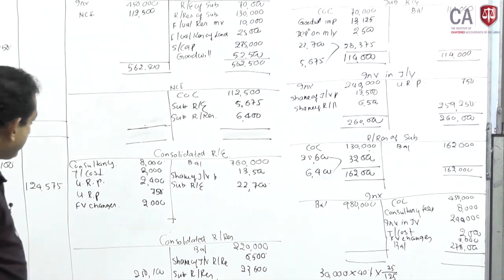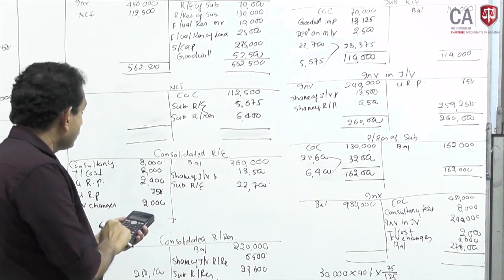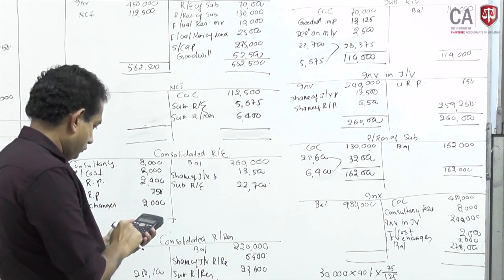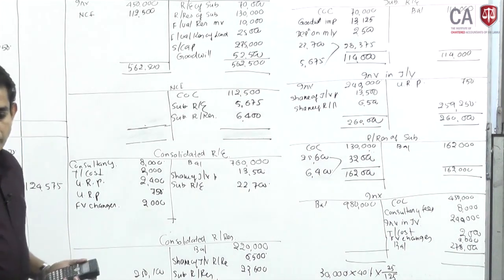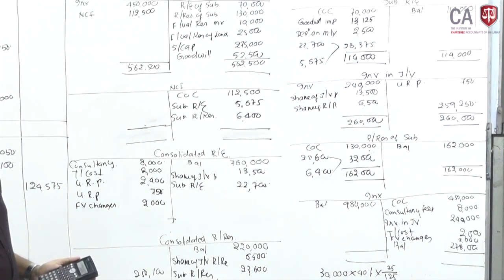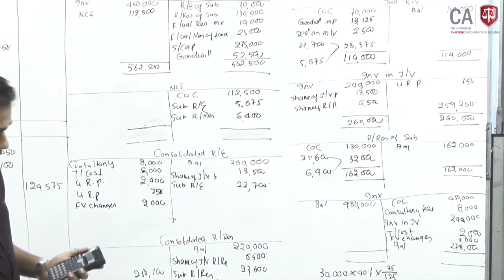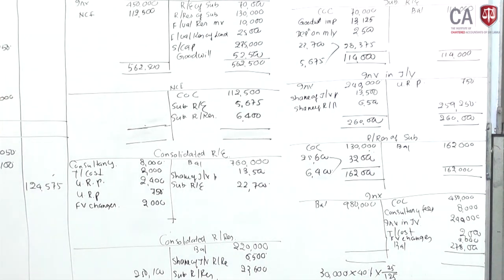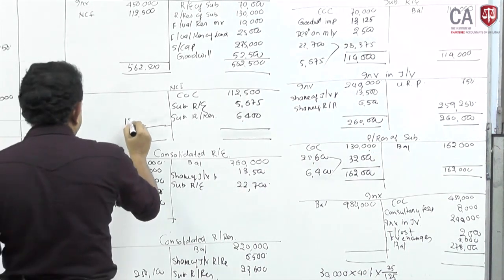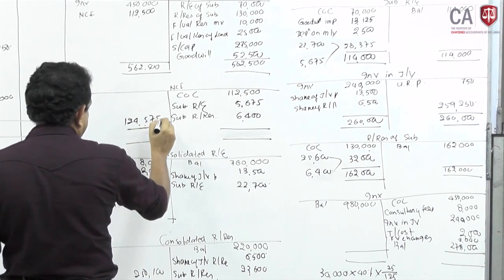We will take the total of NCI, $124,575.